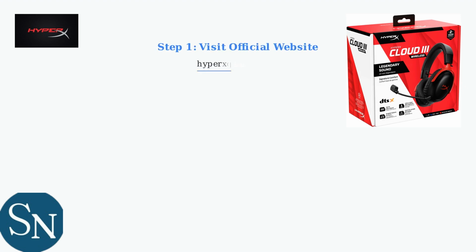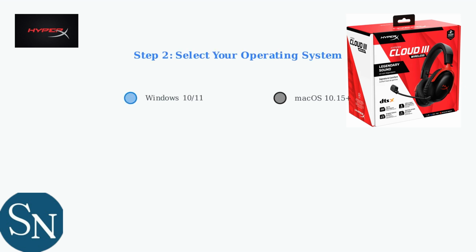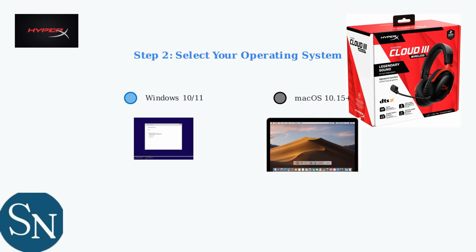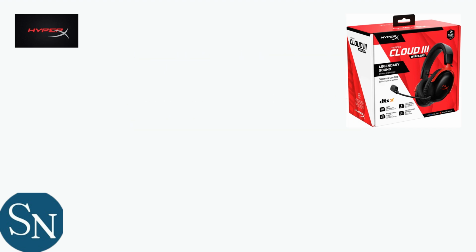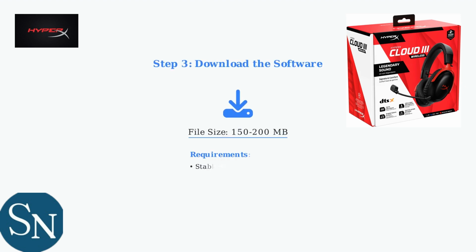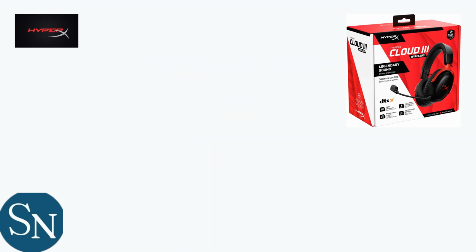Start by visiting the official HyperX website. Navigate to the support section, then select software to find the download options. Choose the HyperX Ingenuity version that matches your operating system. The software supports Windows 10 and 11, as well as macOS 10.15 and later versions. The download file is approximately 150 to 200 megabytes in size. Make sure you have a stable internet connection before starting the download process.